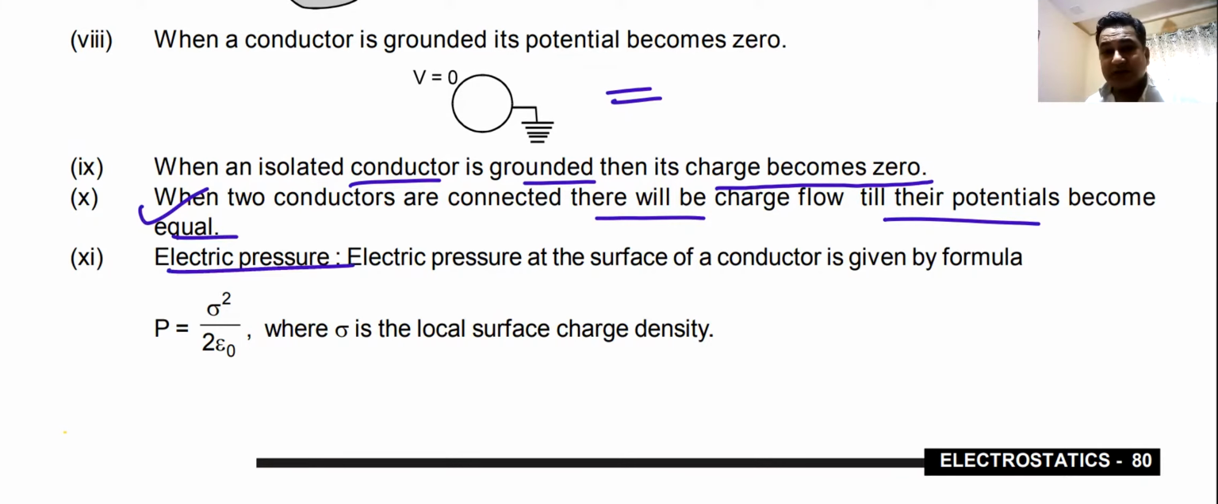Electric pressure, same as gravitational pressure, will be given by sigma square by 2 epsilon naught. For gravitational pressure, here sigma is charge per unit area, there sigma will be mass per unit area. Here it is 2 times epsilon naught. There you have to replace epsilon naught by G. Do we understand this? Yes or no? Can I have a reason that we understand this, sir?